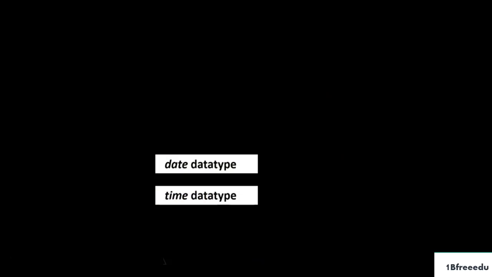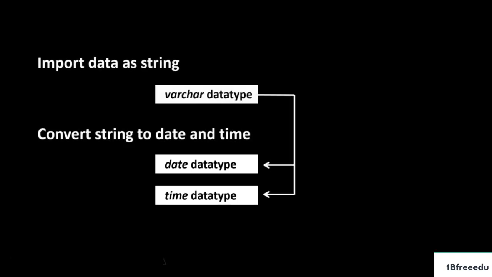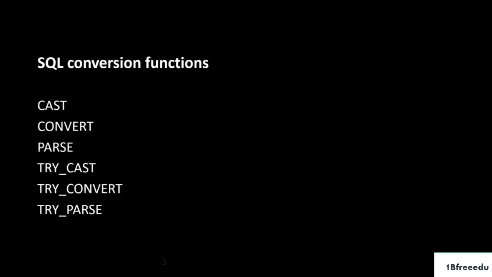SQL has 2 main data types to work with date and time. These data types are called date and time. Very natural. But we recommend importing your date and time records as strings. After that, you can attempt to recognize the correct date and time format and convert the strings to date and time data types. For the data type conversion, SQL Server has several functions.